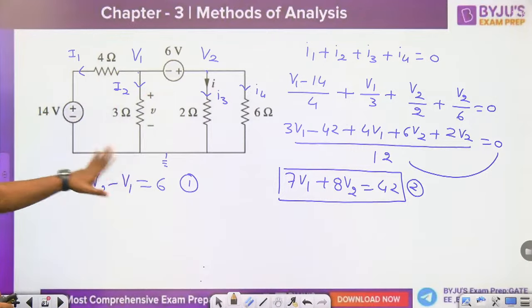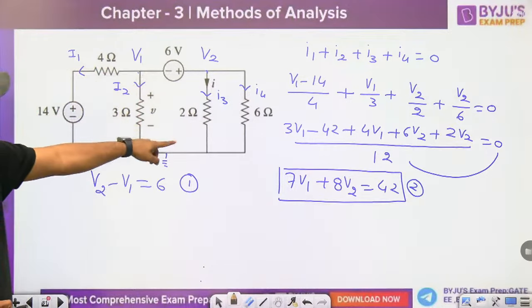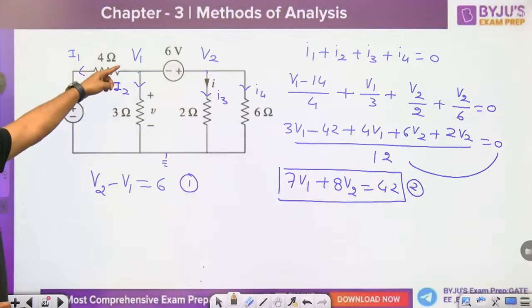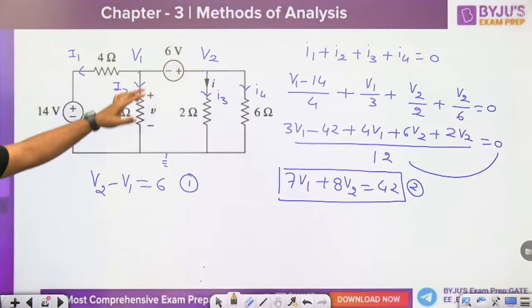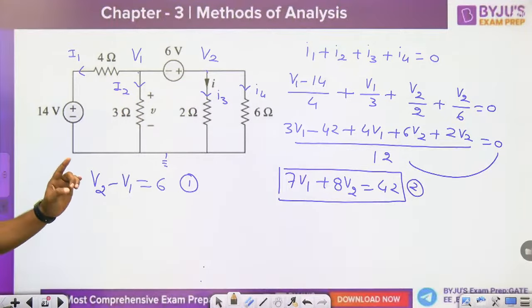This is the calculation. V2 minus V1 is equal to 6. Then this is I1, I2, I3, I4. V1 minus 14 by 4, that is correct. V1 minus 0 by 3, that is also correct. V2 by 2, also correct. V2 by 6, also correct. Then I took 12 as the LCM. 3V1 minus 42, yes. Then 4V1 plus 6V2 plus 2V2, also correct. 3 plus 4, 7V1, and 6 plus 2, 8V2 is equal to 42. That is also correct.